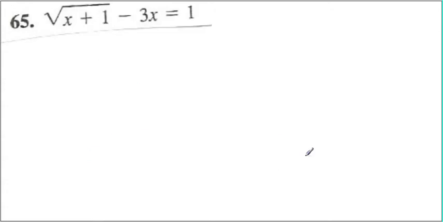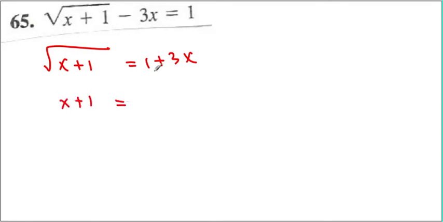Alright, let's move on to the next question. Here, once again, whenever we have a radical equation, we can put the radical on one side and the rest on the other. So here we have the square root of x plus 1 equals 1 plus 3x. Then we can square both sides. Here we get x plus 1. When you square the right side, we end up getting 1 plus 2 times the product of these two, which is 6x, plus 9x squared.